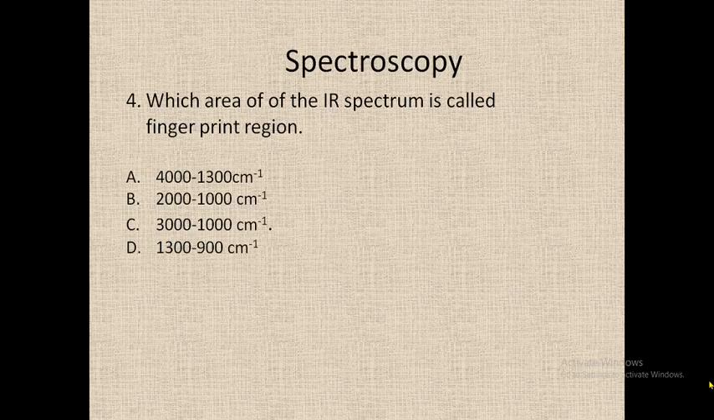Which area of the IR spectrum is called the fingerprint region? We have just seen that in microns, but here the values are given in centimeter inverse. Option A, 4000 to 1300 centimeter inverse; B, 2000 to 1000 centimeter inverse; C, 3000 to 1000 centimeter inverse; and D, 1300 to 900 centimeter inverse. So what's the answer? It's D, 1300 to 900 centimeter inverse. If you convert microns into centimeter inverse, you will get that value.